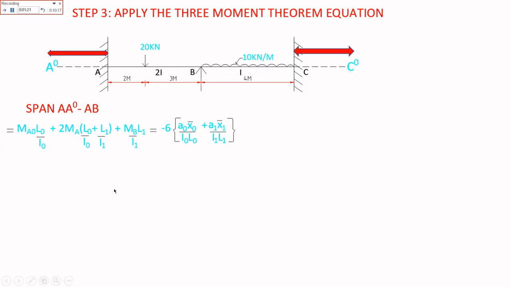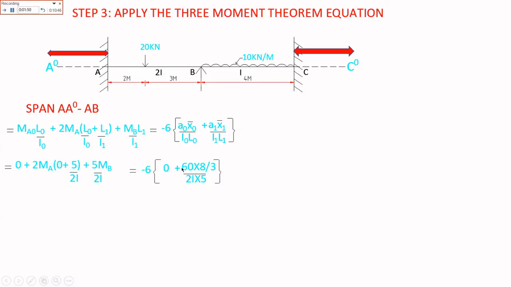So if you work out, you'll get 0 plus 2MA plus 0 plus 5MB over 2I. Remember, for span AB, the moment of inertia is 2I. So we get 2I. Then for this, our L1 is 5 divided by 2I, which equals -6.